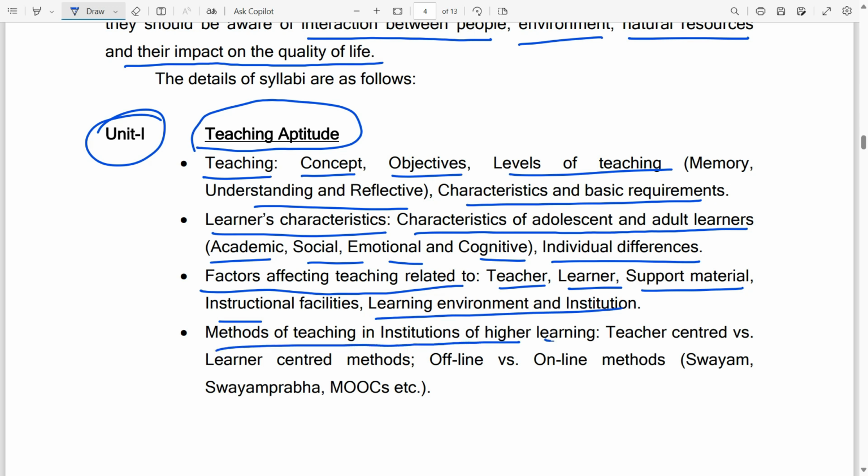methods of teaching, institutions of higher learning, teacher-centered versus learner-centered methods, offline versus online methods, SWAYAM Prabha, MOOCs. So these are about how offline or online teaching is based, and about different apps. You have to be aware of those apps like SWAYAM, and IGNOU, where you can see the lectures. So different kinds of online and offline apps, their concepts and facts, they will ask.